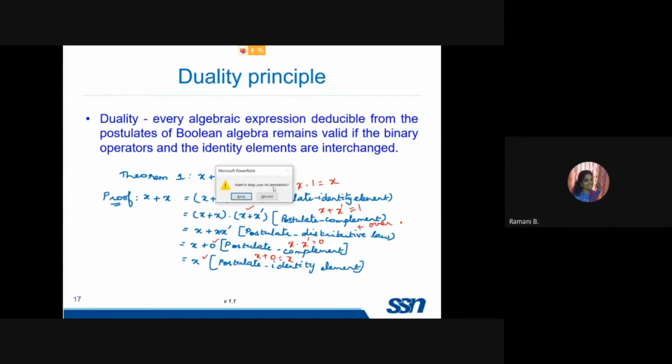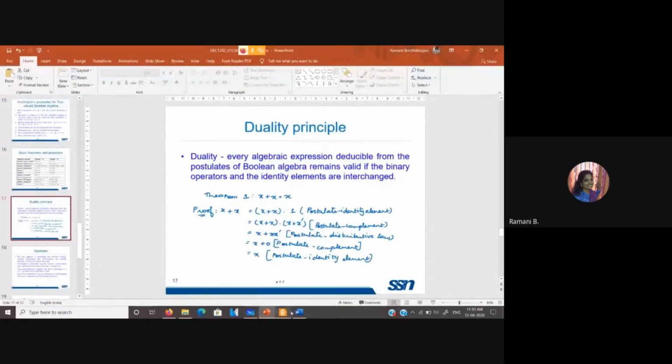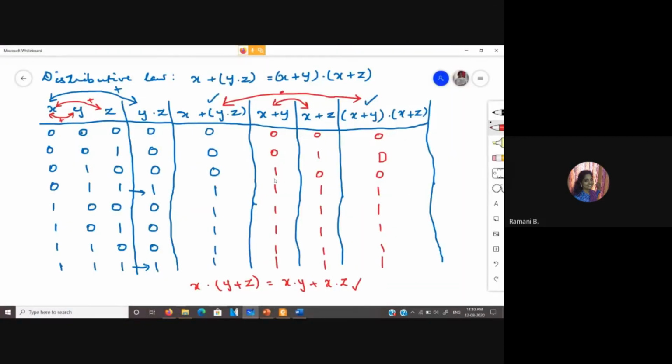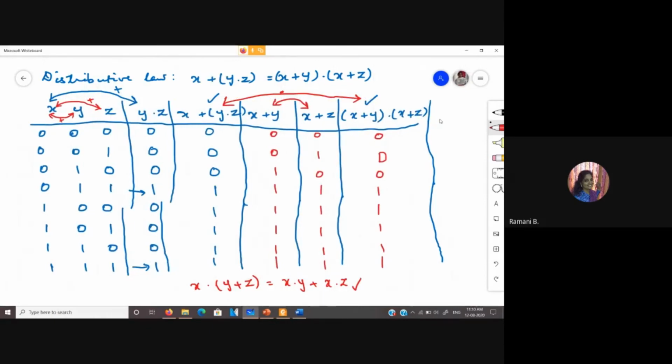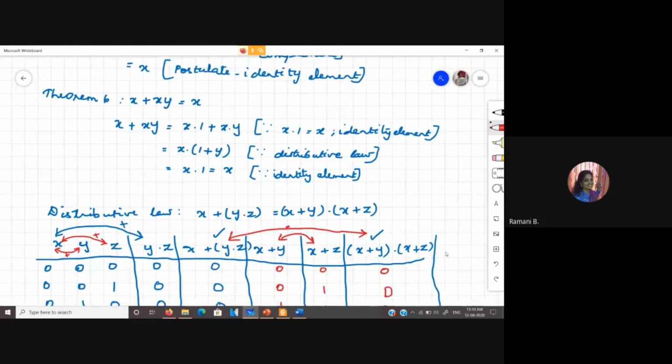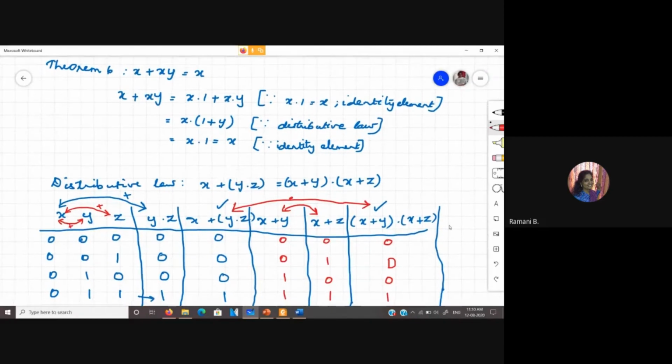So I gave another one also over here. With respect to the sixth theorem, where we had x plus xy is equal to x, what I am first using is the identity element with respect to this x. So x dot 1 is equal to x.